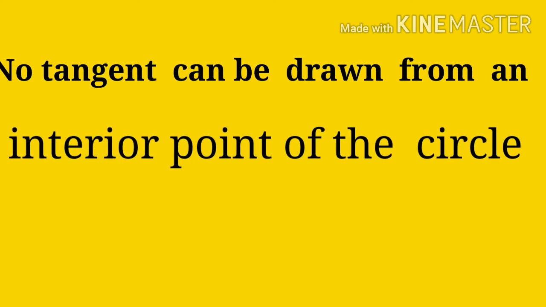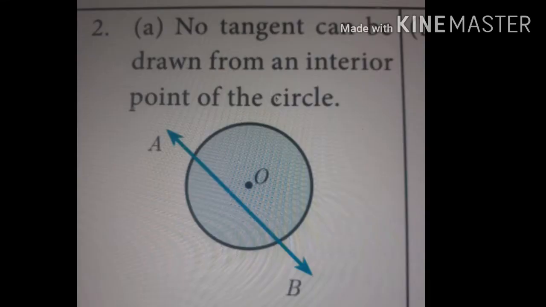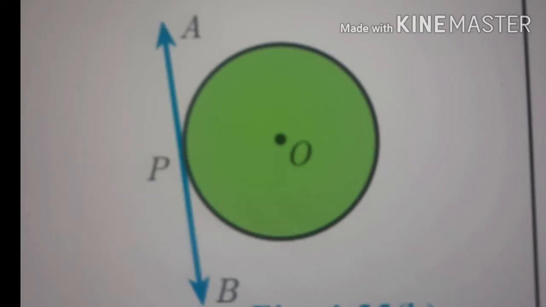No tangent can be drawn from an interior point of the circle. Yes, in this picture, the point is inside the circle. Students, look at the picture. Can you find out the point?